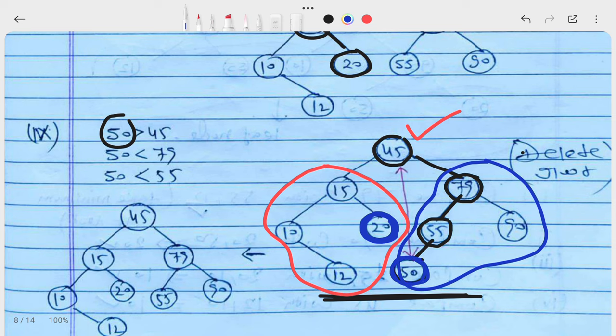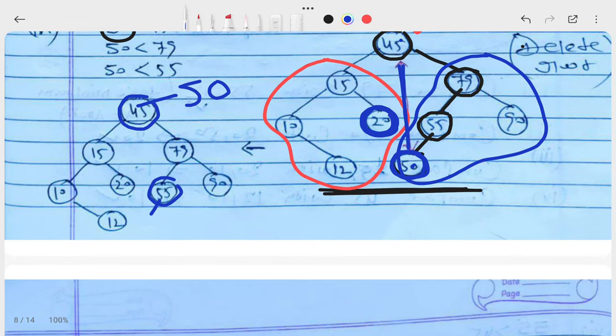So I am taking this one. I will swap this and this. If I swap this and this, 50 will come here and 45 will come here. So here I have made one mistake. This is 50. Okay, 50 will come here and 45 will come here.